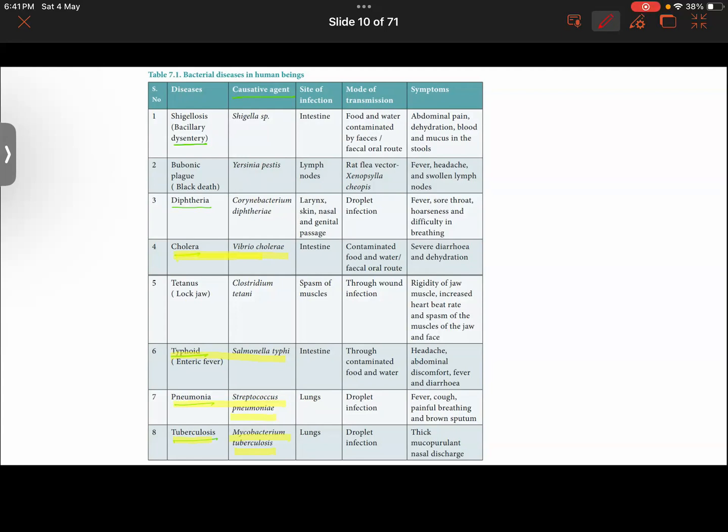So for example, you know that cholera, as I told, causes infection in the small intestine. How does it happen? If you consume contaminated food and water, through the fecal-oral route. For example, a very tiny, negligible portion of human waste somehow enters into the food and water of the person. Then there is a threat of cholera, and this will lead to severe diarrhea and dehydration.